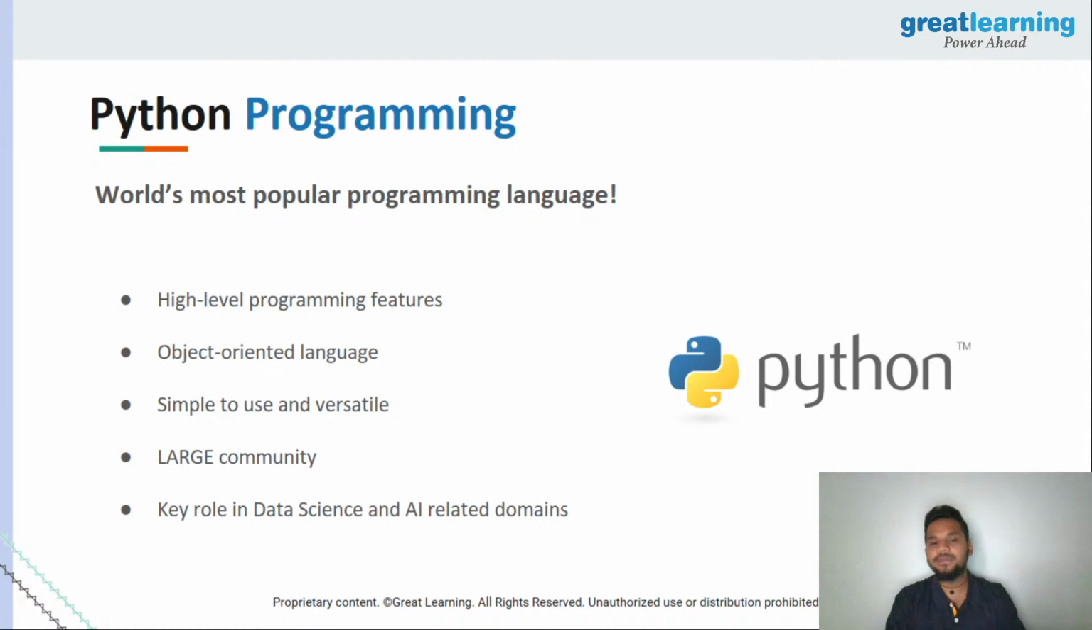Next, Python is a simple to use language and very versatile. Versatile because yes, it is used in a lot of domains, even in the world of medicine. Simple to use, definitely, as you guys might have already known.